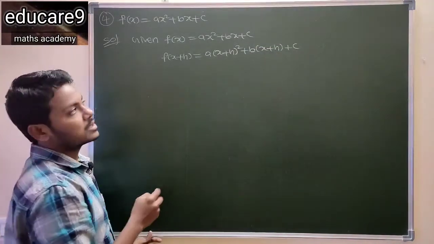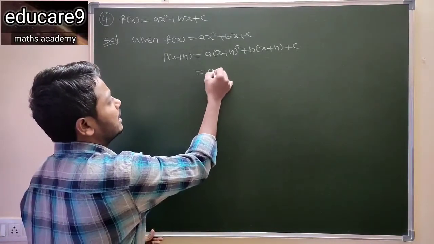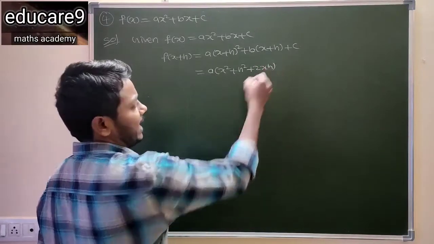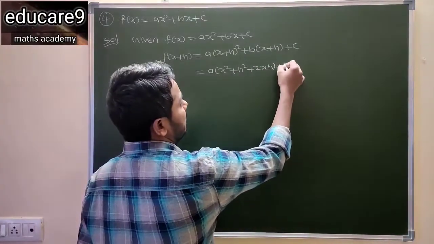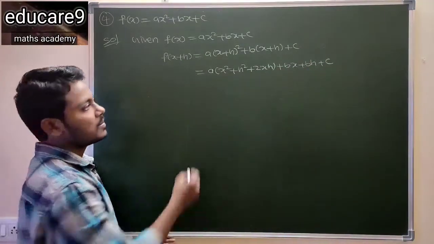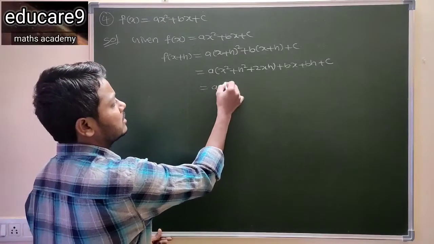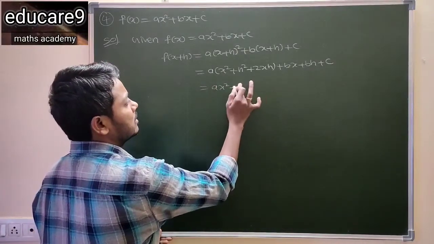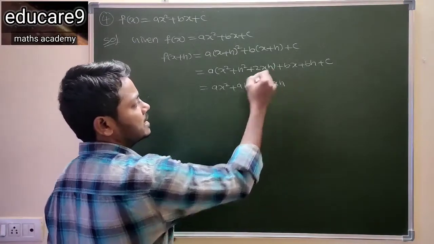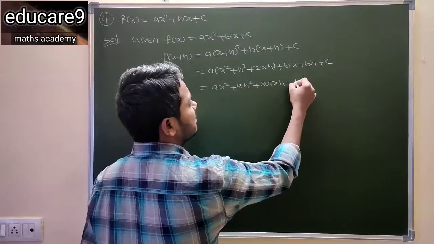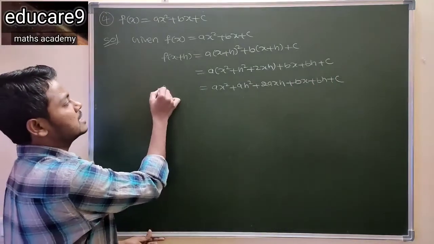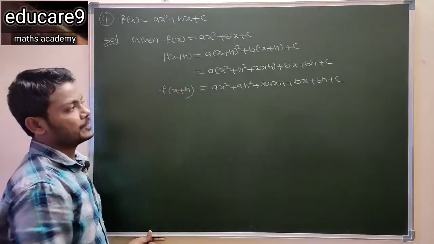Now simplify this. So this can be written as a into x square plus h square plus 2xh plus bx plus bh plus c. Again this is ax square plus ah square plus 2axh, next plus bx plus bh plus c. So this is f of x plus h.